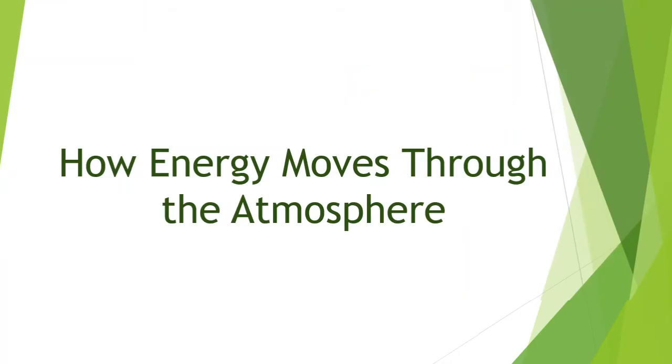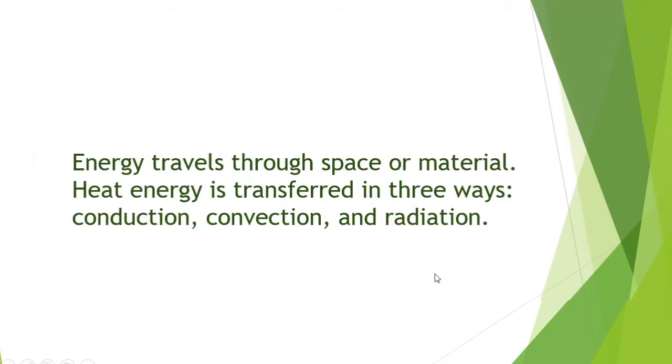We're going to talk about how energy moves through the atmosphere. But first, we have to know what energy is. Energy travels through space or material. When you pick up the handle of a metal pot, even though the handle is not sitting directly on the hot stove, it gets hot. Invisible energy waves can travel through air, glass, and even the vacuum of outer space. These waves have electrical and magnetic properties, so they are called electromagnetic waves.